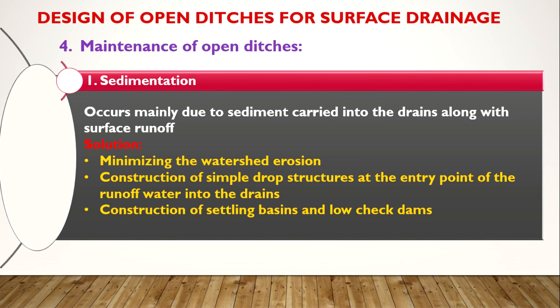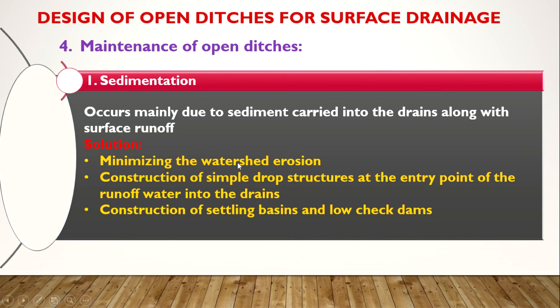Okay, so what will happen? This soil will get deposited at some points in the field. So what will happen? Finally, the capacity of the open ditches will decrease. So we have to see whether any sedimentation occurred in the field. If any sedimentation is there, we have to take proper measures to avoid that sedimentation and to increase the channel capacity.